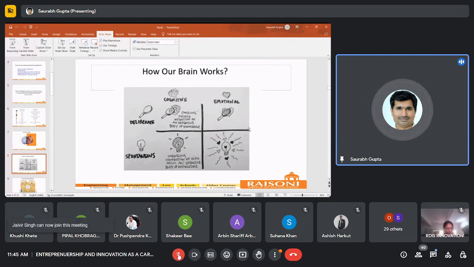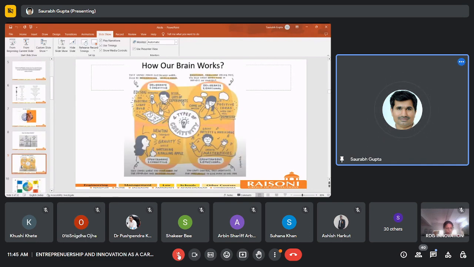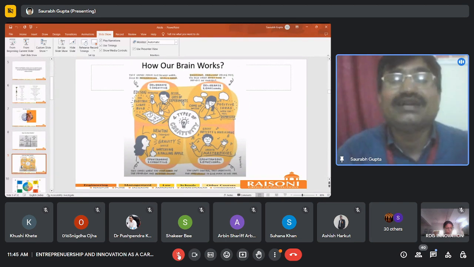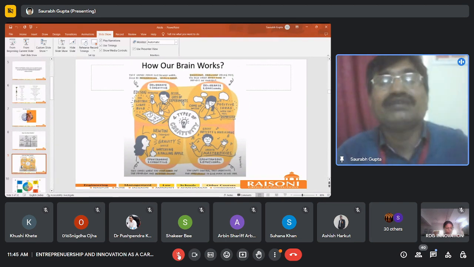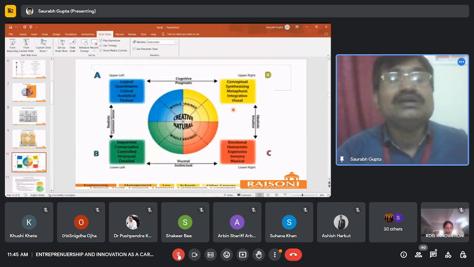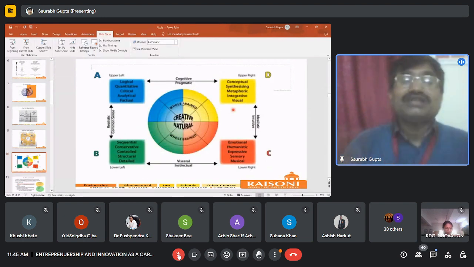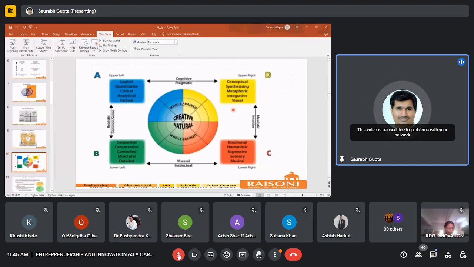So this is the total mechanism of our brain, and depending upon which type of brain quadrant we are using, our creativity is created in that type of nature. So this is another thing that I already explained, that there are four types of creativity. Now, based on this creativity, certain types of skills are created.